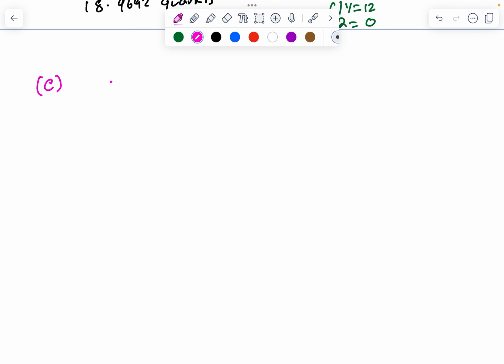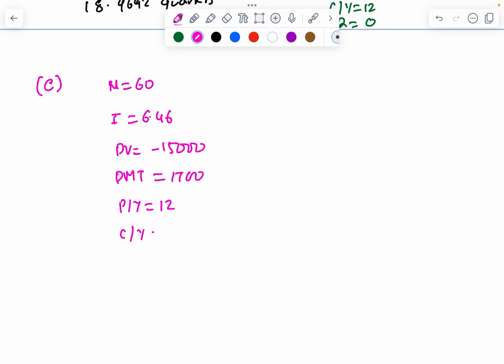For part E, N equals 60. Interest is 6.46. Principal value was minus 15,000. And PMT is 1,700. Periods per year is 12. Compounded per year is also going to be 12. Future value, keep it as 0. You should be getting the future value as 86,973 Australian dollars.